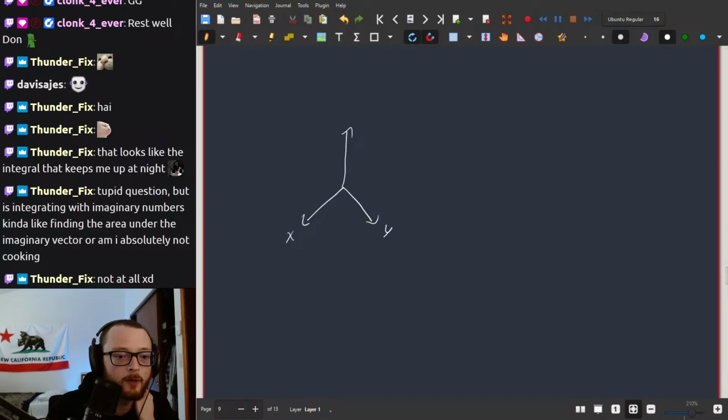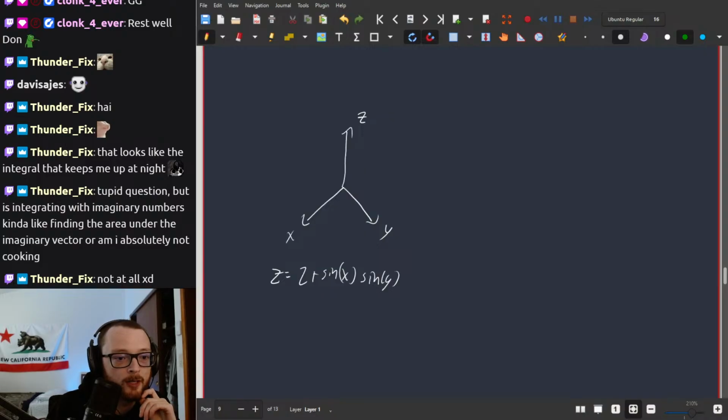So x, y, z. If you have some surface in 3D, that's like z equals, I don't know, 2 plus sine x times sine y. I'm just kind of inventing something that's going to give some kind of wavy-ish surface, just to give us something to talk about. Just pretend it looks kind of like a blanket elevated above the xy plane.